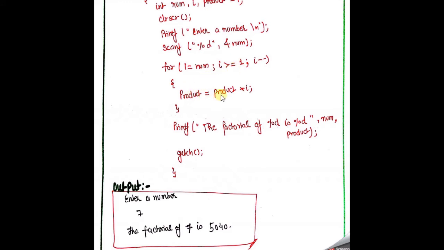Yes. Again I am going here. So what is the updated value of the product? 3 star 2. Now here you use 3 star 2 star i, where i is equal to 1. So 3 star 2 star i, that means 1. So you get the product value is equal to 3 star 2 star 1.